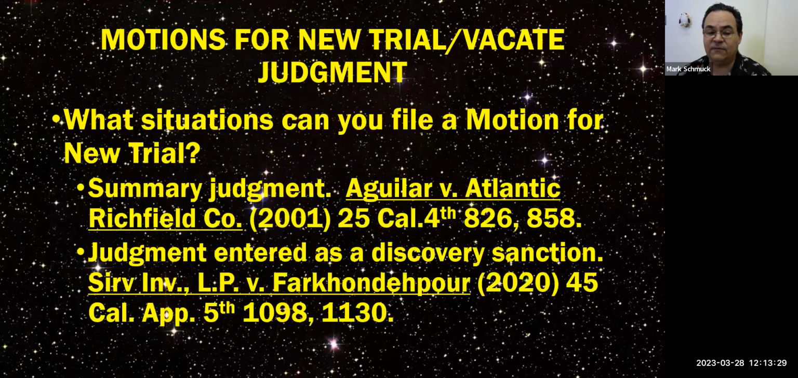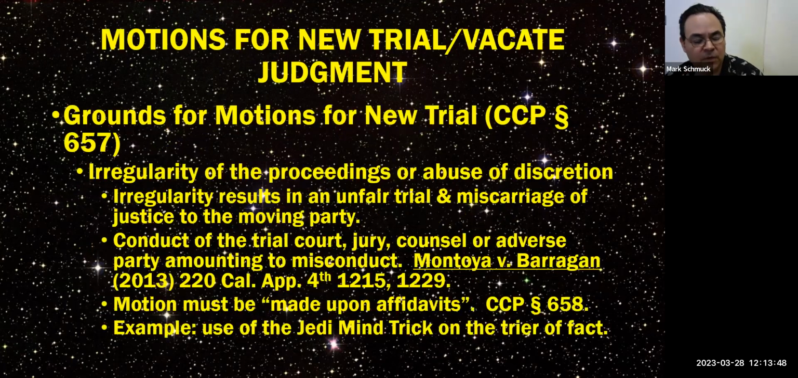In addition, you can file a motion for a new trial or to vacate the judgment after a granting of a motion for summary judgment, or a judgment entered as a discovery sanction, usually the doomsday sanction, which we talked about in episode 2. So we're going to talk basically motions for a new trial and motions to vacate judgment are based on different grounds, which we're going to talk about right now. But as you're going to see in a few moments, the procedures are nearly identical.